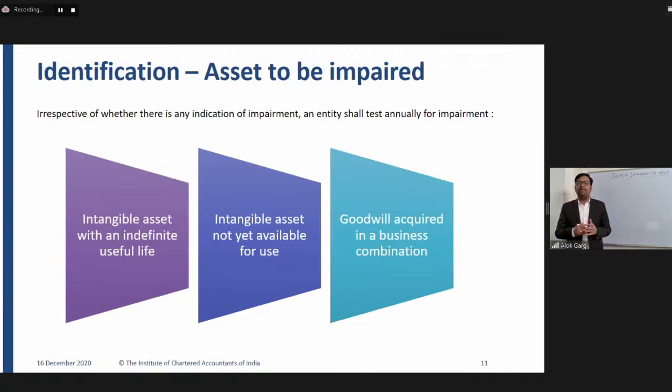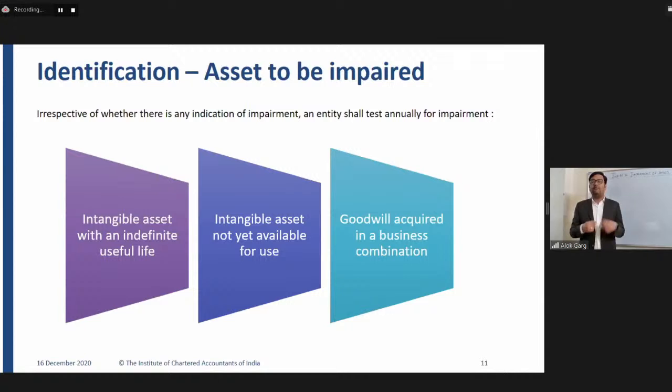Sir, what happens if an intangible asset has been tested for impairment during the year? It is okay, but it has to be tested for impairment in the next year at a consistent time, meaning the frequency should be consistent. Sir, what happens if the intangible asset has been purchased during the year? In that case, the impairment testing has to be performed at least before the end of the reporting period.